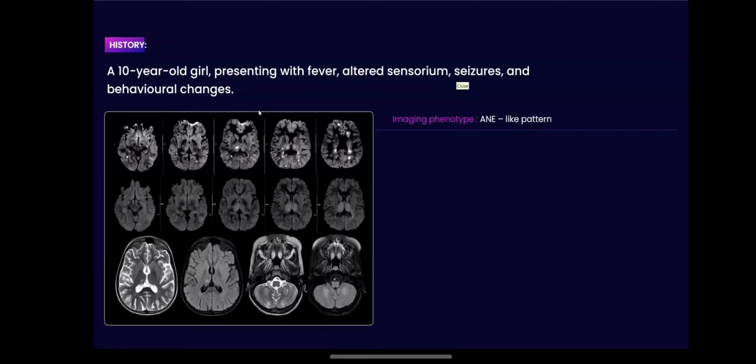So it's not wrong to call this an ANE-like pattern. This is what we would call this kind of a picture in our daily practice, and it's absolutely fine. But with respect to ANE, the set of differentials is very limited.